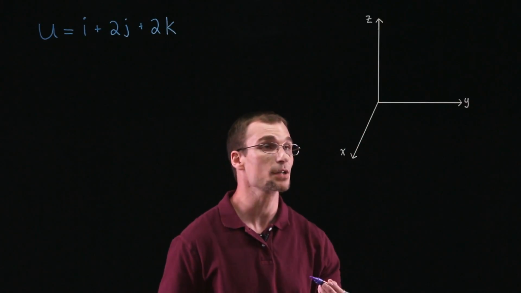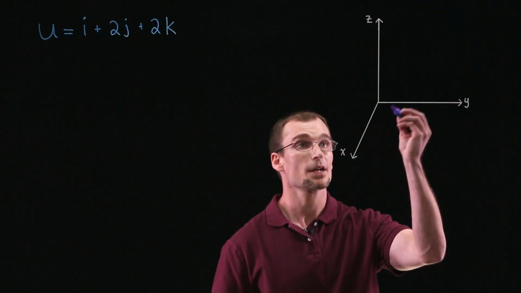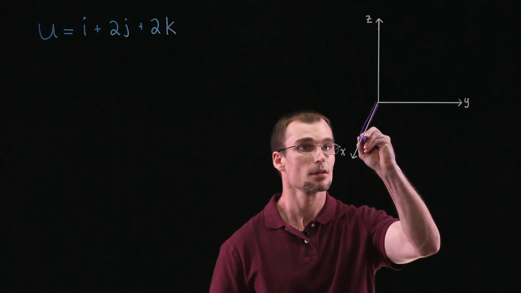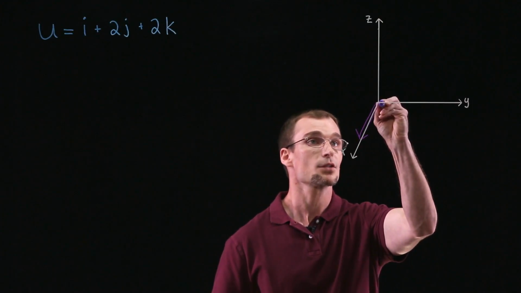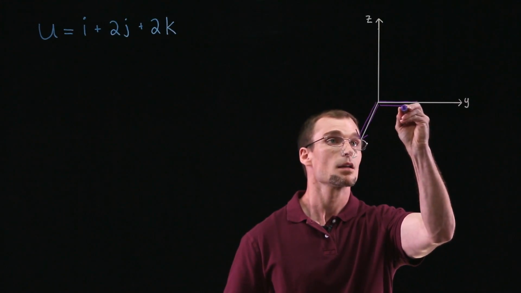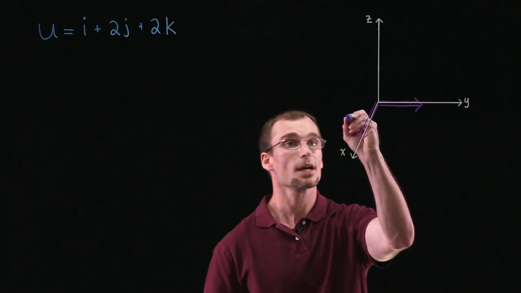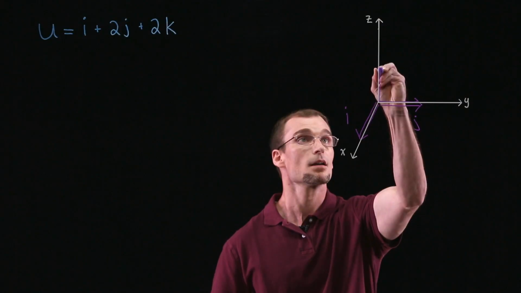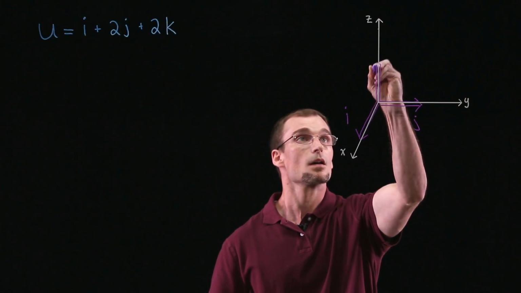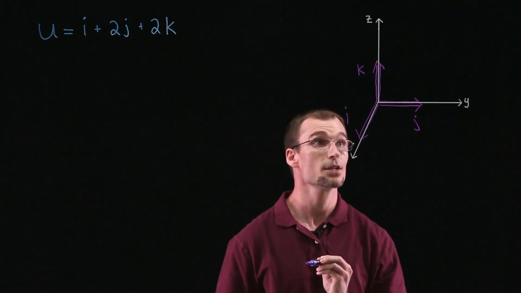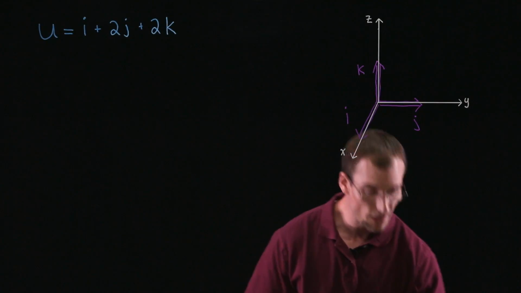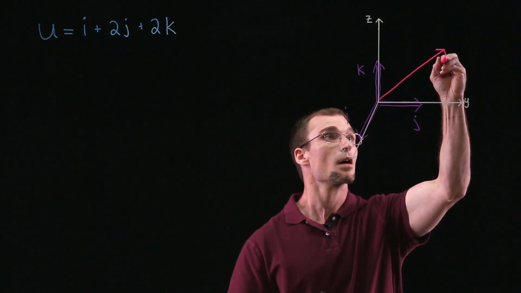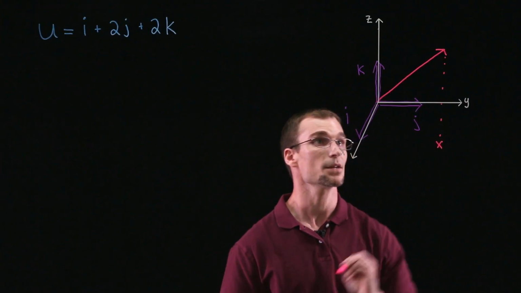So if we take a look at our x, y, z axes, we have the unit vector i as the unit vector in the x direction, our unit vector j, the unit vector in the y direction, and our unit vector k is the unit vector in our z direction. Now let's consider some vector u out here in space.